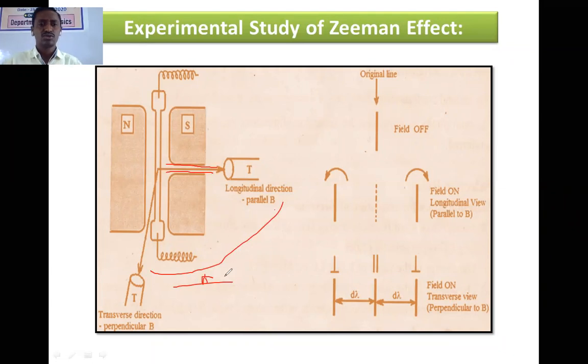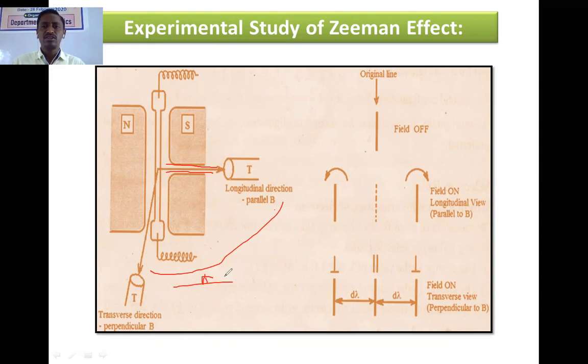The magnetic field of very high strength is produced with the help of electromagnets. In an electromagnet, we can produce a magnetic field of the desired amount by passing a high power current. After the high magnetic field is applied, the source of light produces a spectral line, and the single line is found to be split up into several components.